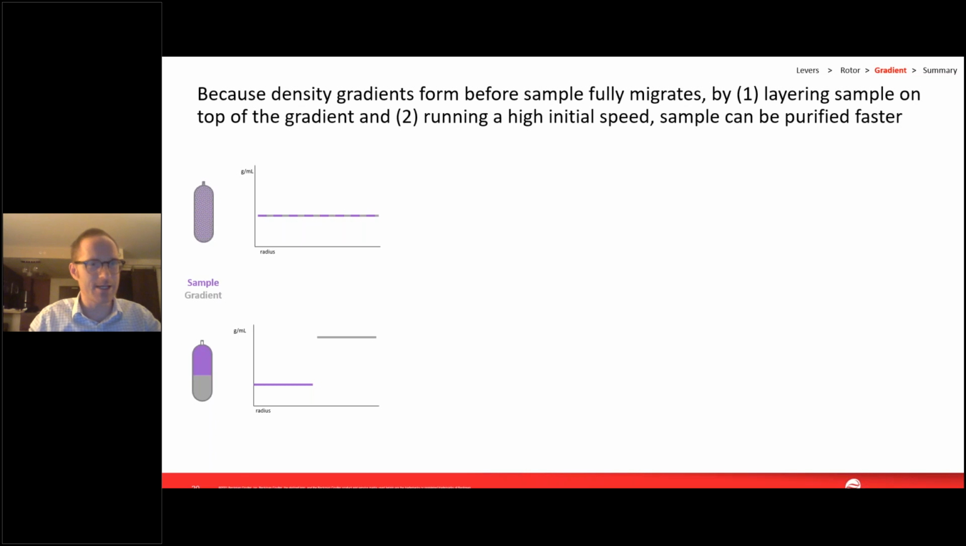and so I hope to do so with some graphical interpretation here. At the top, I've got sample homogeneously scattered throughout the tube with the gradient forming material. In these graphs, I'm showing density on the y-axis and the radius of the tube in the centrifuge on the x-axis. And on the bottom, we're going to assume that you put all of your density gradient forming material at the bottom. If that's cesium chloride or iodixanol, I don't care.